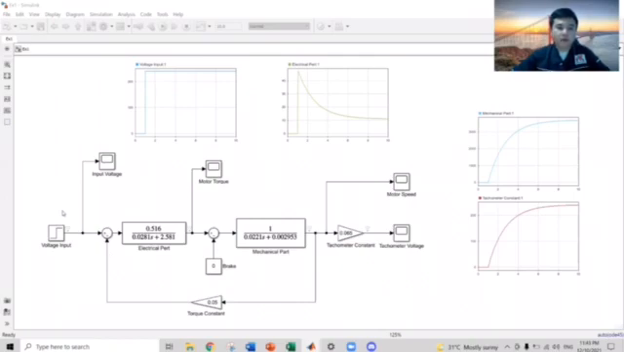Here we have the voltage input, which is the step input block, and we have the scope to observe the voltage waveform. We have a transfer function block, the plus minus block, a constant block, and a gain block. This transfer function block represents the electrical part.